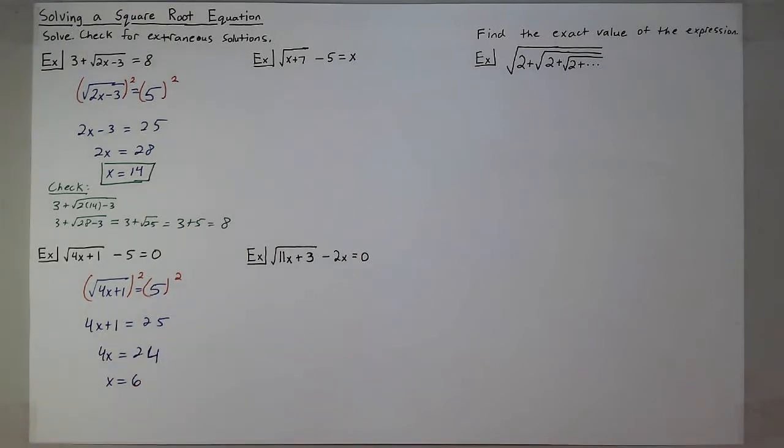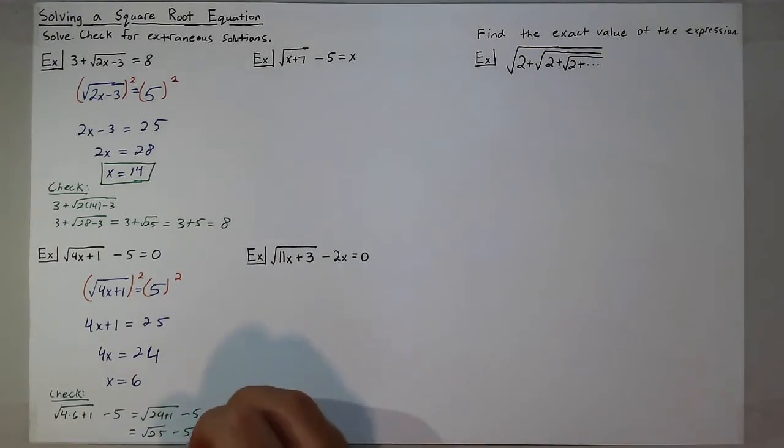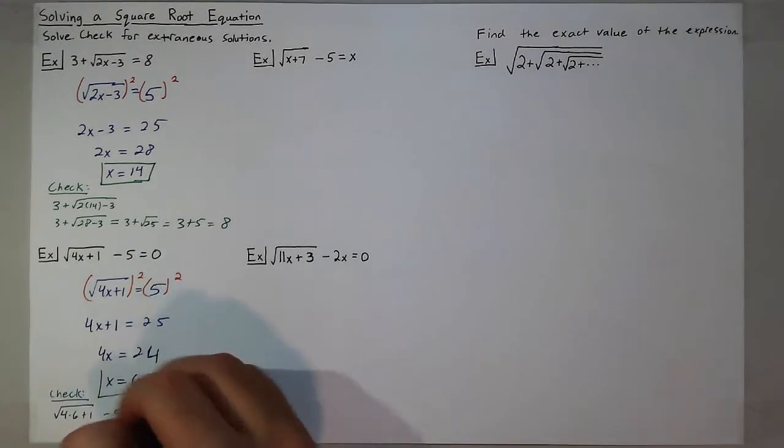And just to make sure that it is correct, if I were to plug in 6, I would get the square root of 4 times 6 plus 1 minus 5, which will be the square root of 24 plus 1 minus 5, which is the square root of 25 minus 5, which should be 5 minus 5, which is 0. So it definitely works. That is a solution.